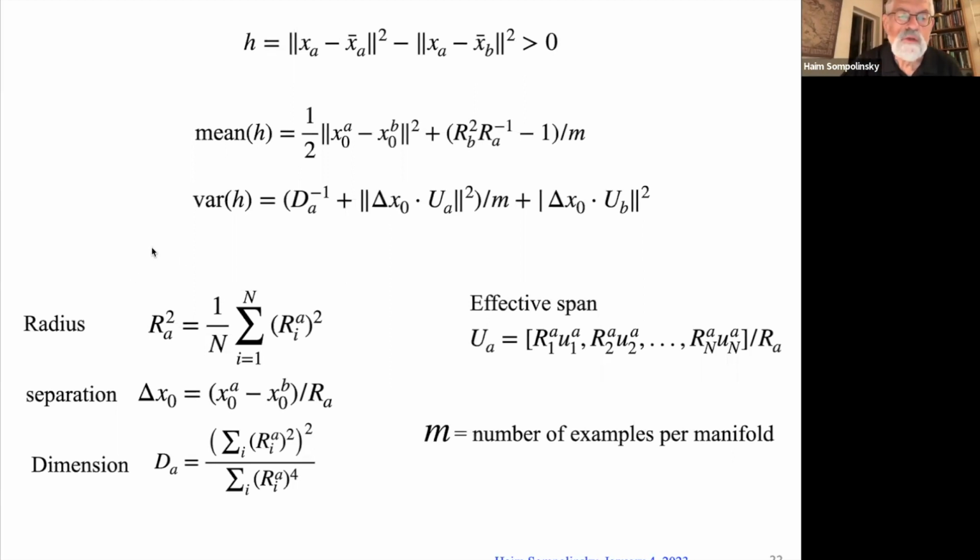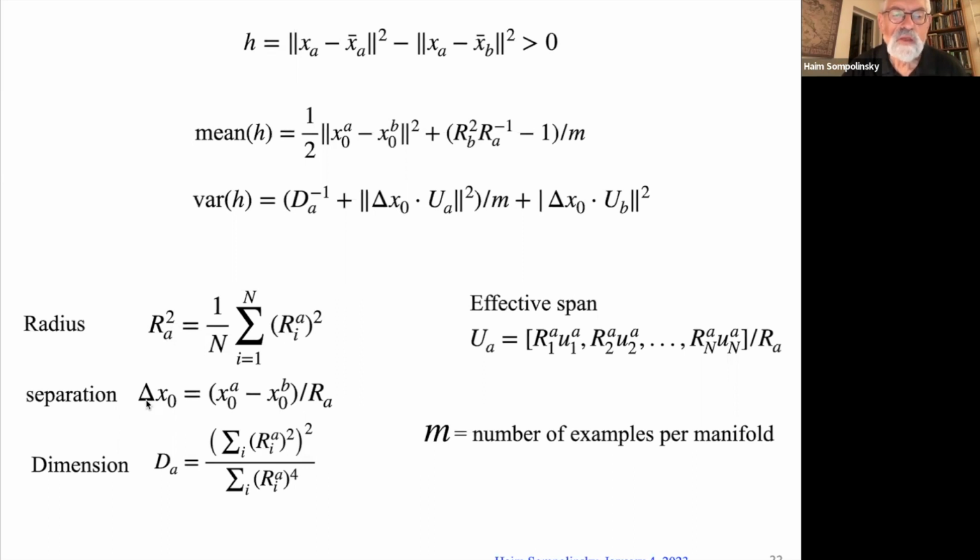So what do I mean by radius? It turns out that the relevant measure of a radius of each one of these ellipsoids for this task is simply the mean radii along all the axes. So that's very, very simple and very intuitive. So this is RA, and similarly for RB.